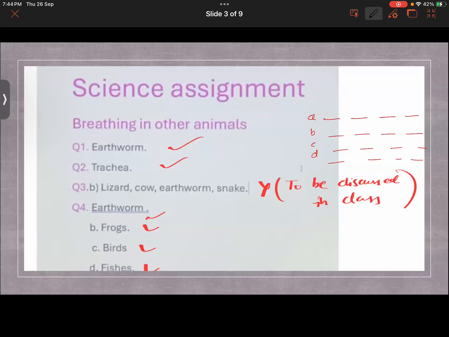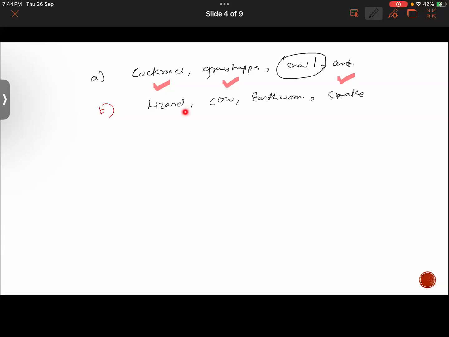So in question number 3, she made a mistake. In question B, which one of them is the odd one? Can you guess? Razan, you are saying cow. Don't go by the size. You have to look at the respiratory organ.